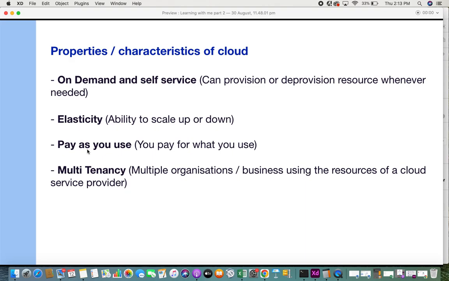And also pay as you use. As I said, cost effectiveness. Whenever you use a resource, you just pay for what you use. You don't overpay or underpay. The last one is multi tenancy. Multi tenancy is when multiple organizations or businesses use the resources of a cloud service vendor.